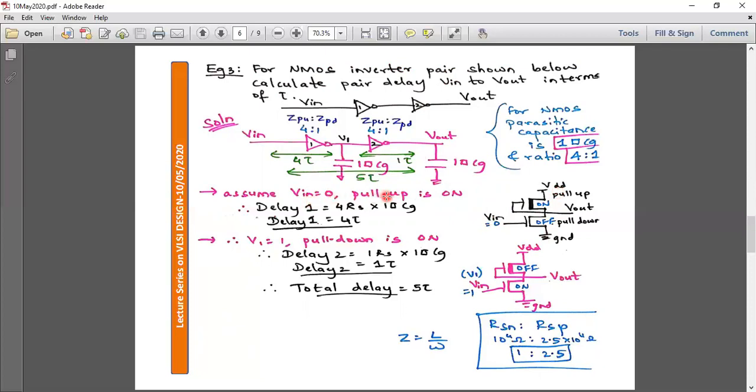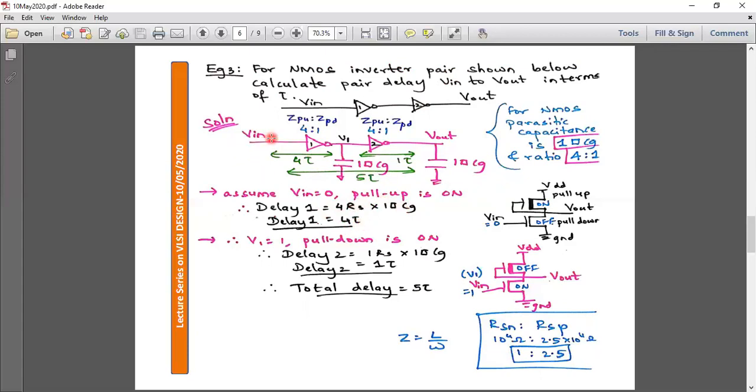So Vin 0, pull up is on. So delay is nothing but resistance into capacitance. And for NMOS, capacitance is 1 Cg and resistance is nothing but Z into Rs. So Z is nothing but a pull-up ratio here. So pull-up is 4 and pull-up is NMOS. So resistance is 1. So 4 into 1 into Rs into 1 Cg. So gives you 4 tau.